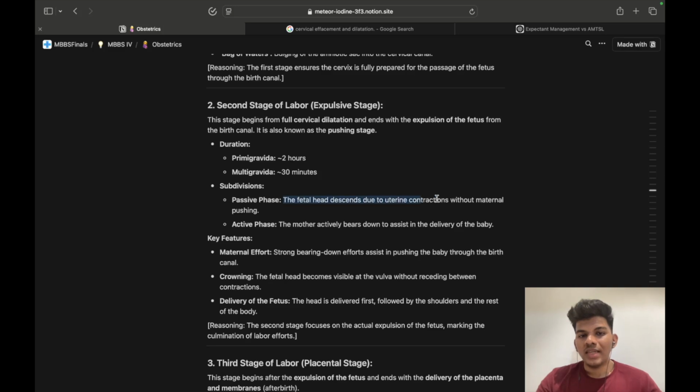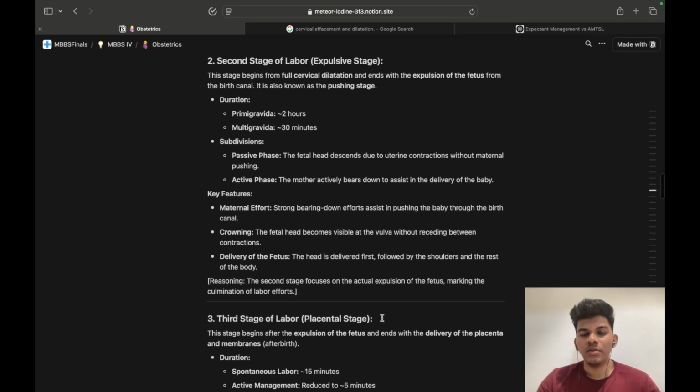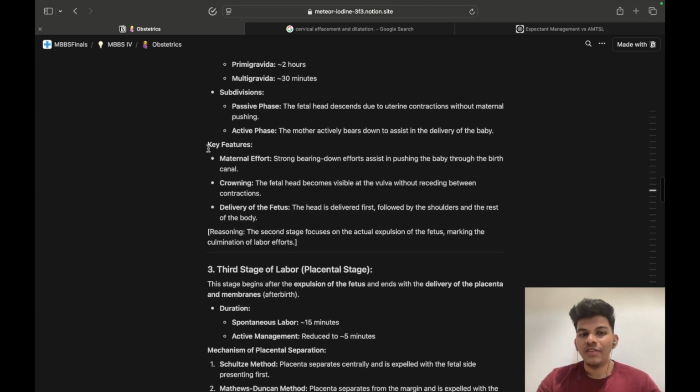In the passive phase, the head descends due to uterine contractions without maternal pushing, so maternal pushing is not involved. In the active phase, the mother actively bears down to assist the delivery of the baby. So this one makes sense. Key features: even here we have maternal effort, strong bearing down efforts, to assist in pushing the baby through the birth canal.